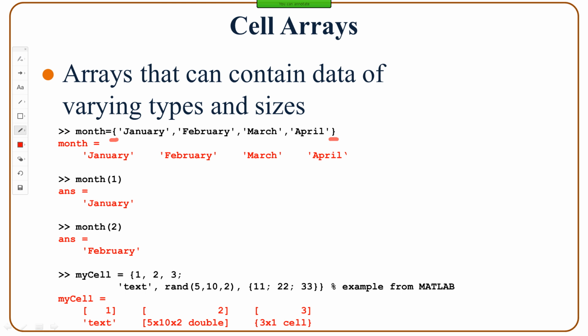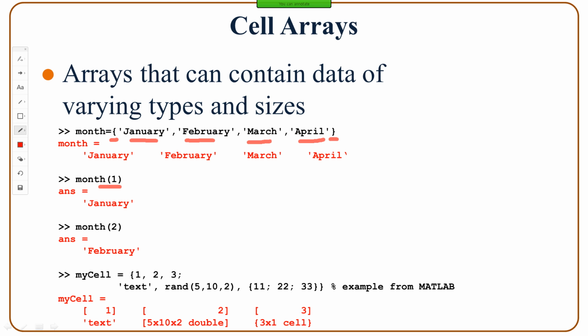In order to refer to an element, we use the index. So if we want to refer to the first element, we say month{1}, and it returns January. And similarly, month{2} returns February.